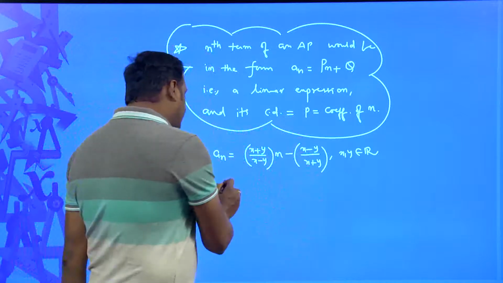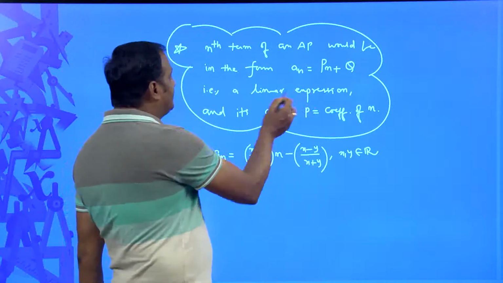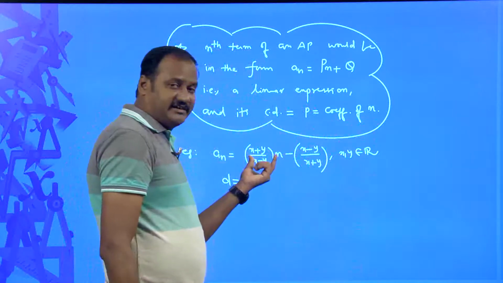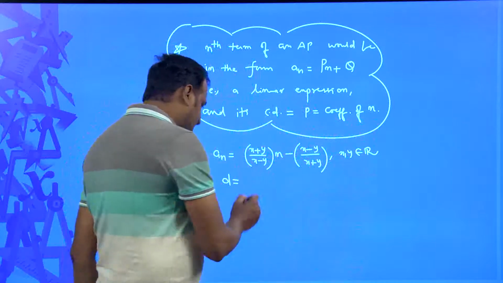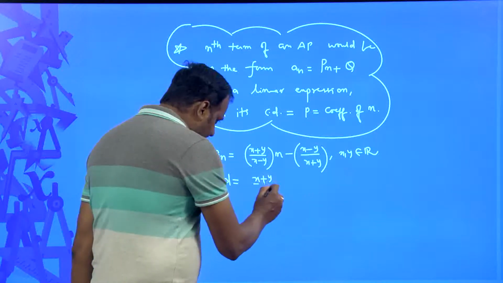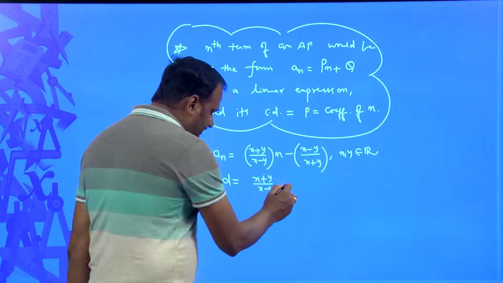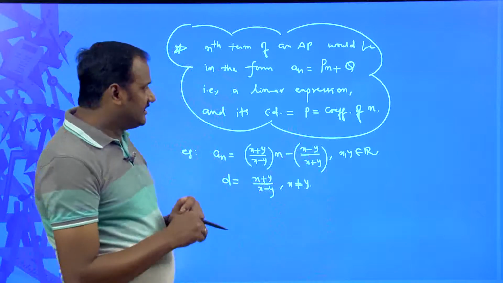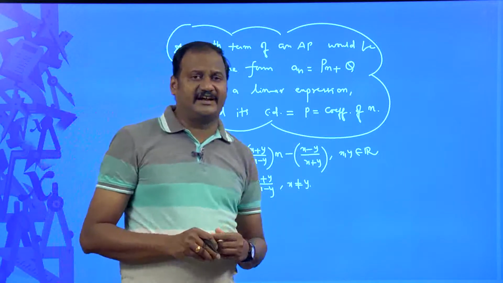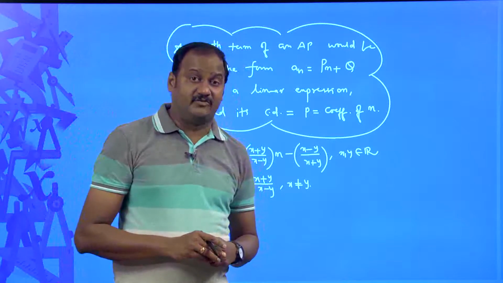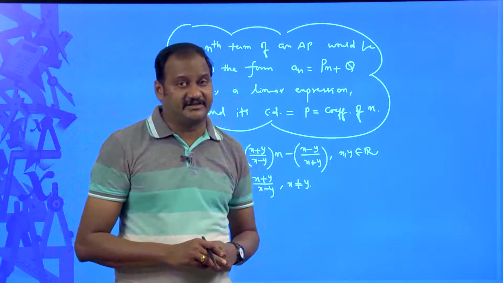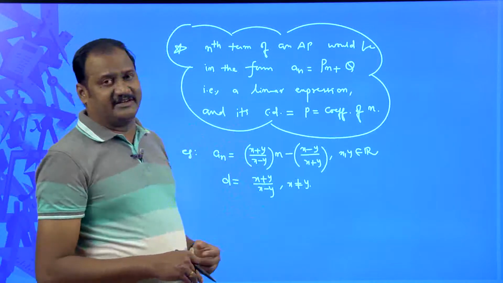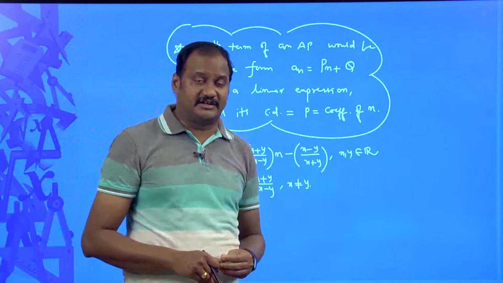As well as what is the common difference of this arithmetic progression? Common difference is equal to the coefficient of n. So, what is the coefficient of n here? (x plus y) divided by (x minus y). So, the coefficient (x plus y) by (x minus y) is the common difference of the arithmetic progression. So, hope you understand. So, this way you can easily identify what is the nth term and what is the general form of the nth term of an arithmetic progression. This is one of the examples. Like that we can give many examples for arithmetic progression and the nth term.